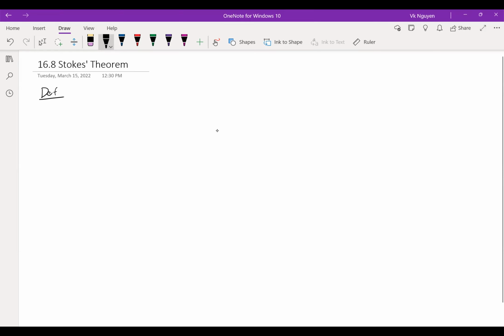Curl F is the cross product of the partial derivative vector, partial x, partial y, partial z, and the vector field F. The vector field F has three components, P, Q, R.